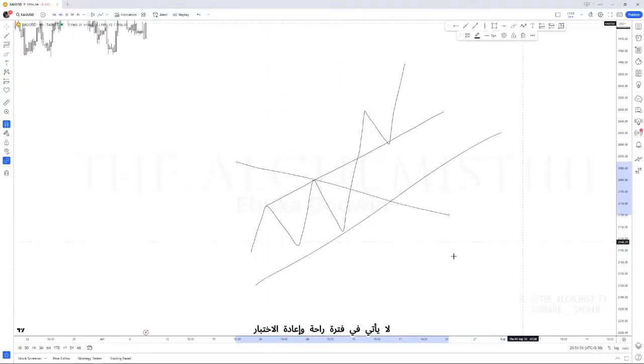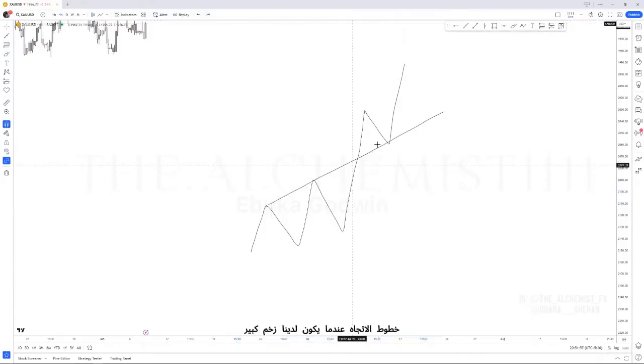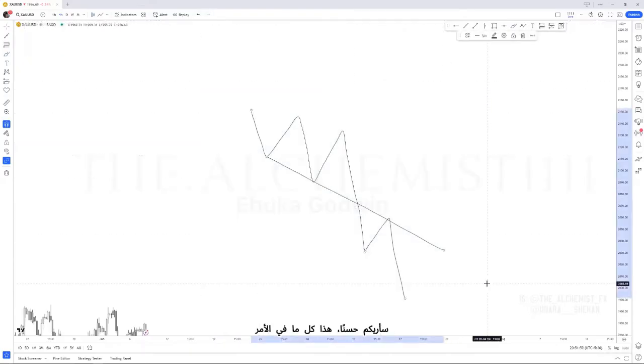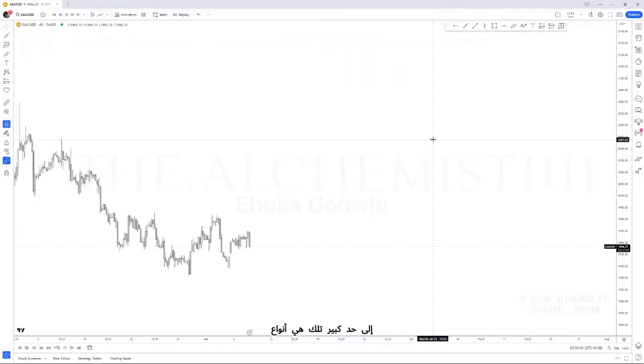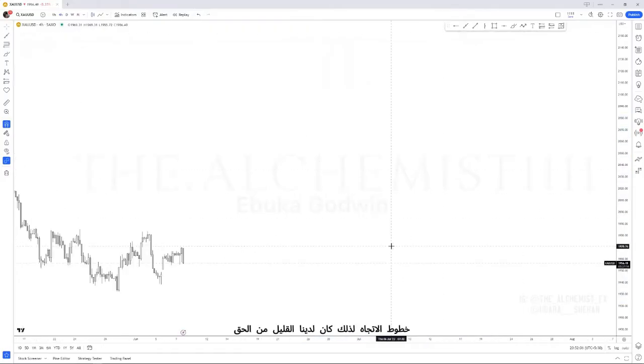It doesn't come into a break and retest trend line. It comes into these types of trend lines when we have huge momentum. I'll show you. Okay, so that's pretty much it. Those are the types of trend lines. So we had a few, right? We had two continuation trend lines, bullish and bearish, and then the break and retest reversal trend line, and then the break of the reversal trend line.